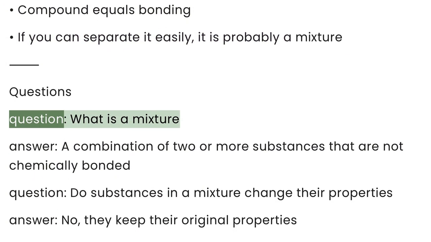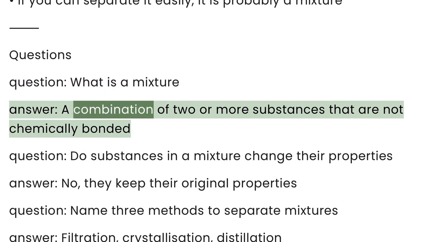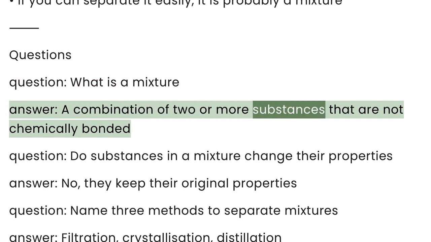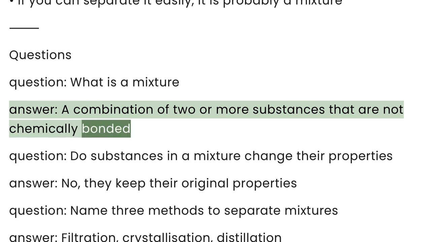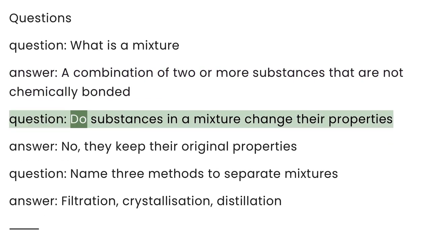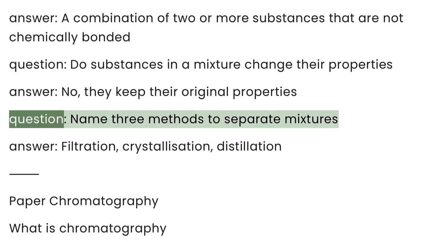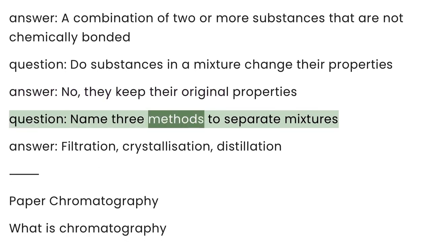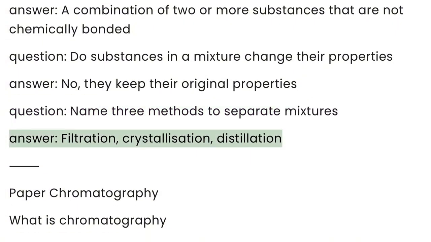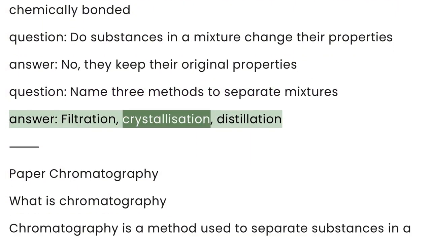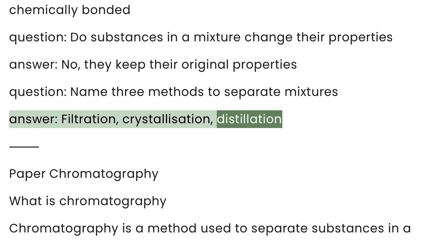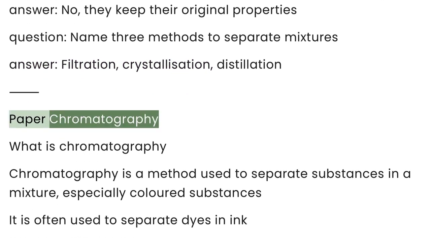Questions. Question: what is a mixture? A combination of two or more substances that are not chemically bonded. Question: do substances in a mixture change their properties? No, they keep their original properties. Question: name 3 methods to separate mixtures. Filtration, crystallization, distillation. Paper chromatography.